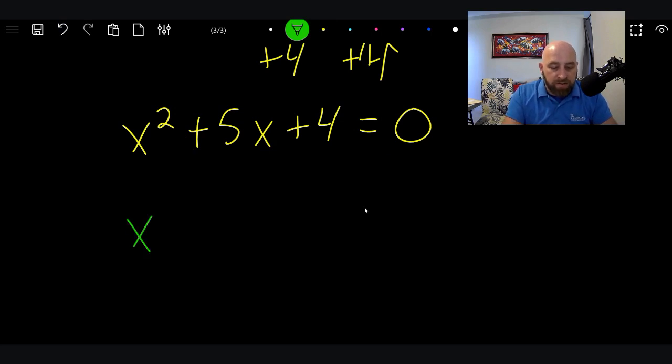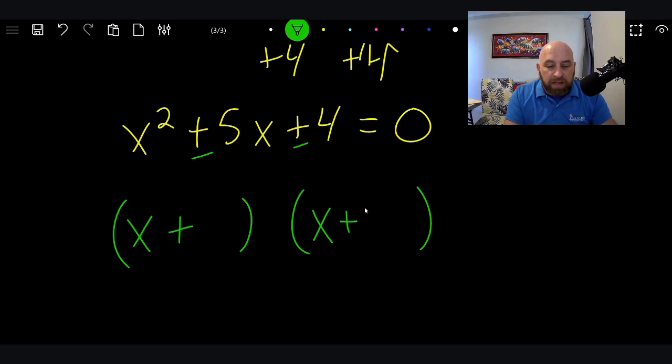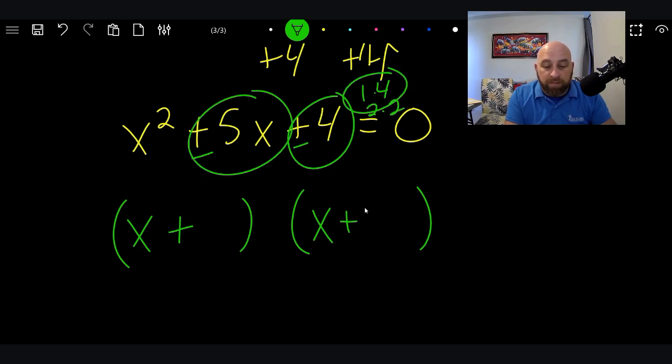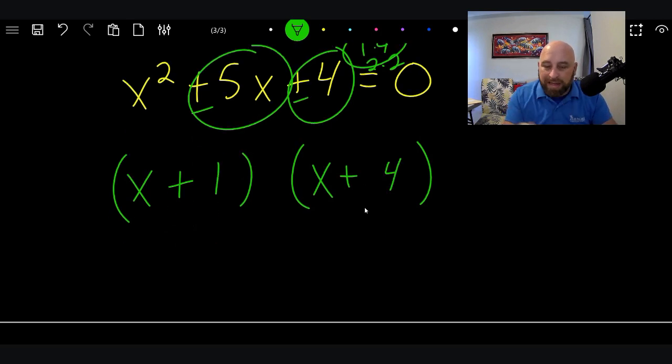So we'll factor x and x. Our signs are going to be positive, positive. And we'll factor our 4. It's going to give us a 1 and a 4, and a 2 and a 2. We're looking for 5, so 1 and 4 gives us 5. So 1 and 4. All right, I won't take the time to do it. That is the correct answer.